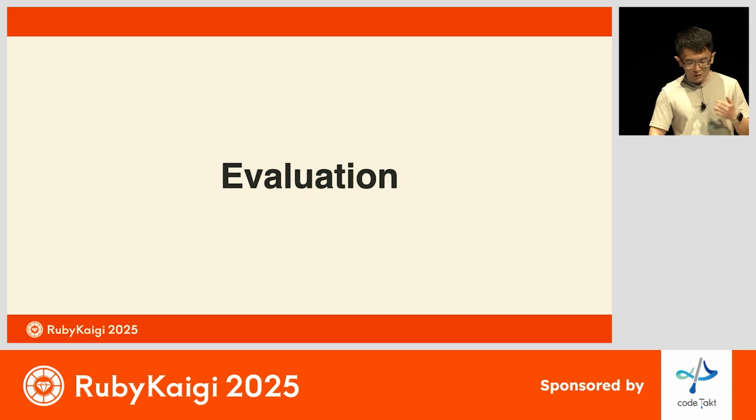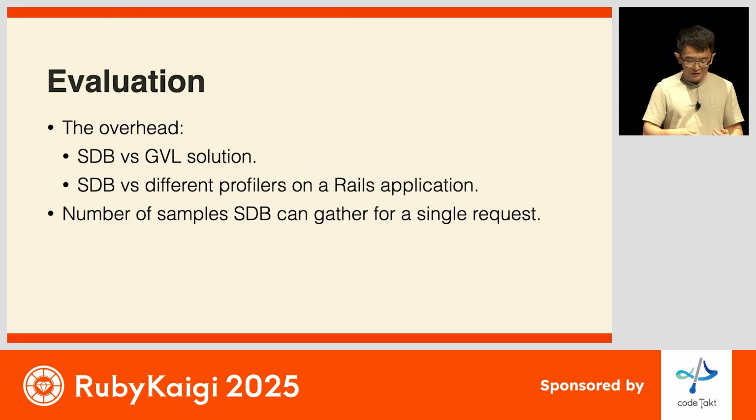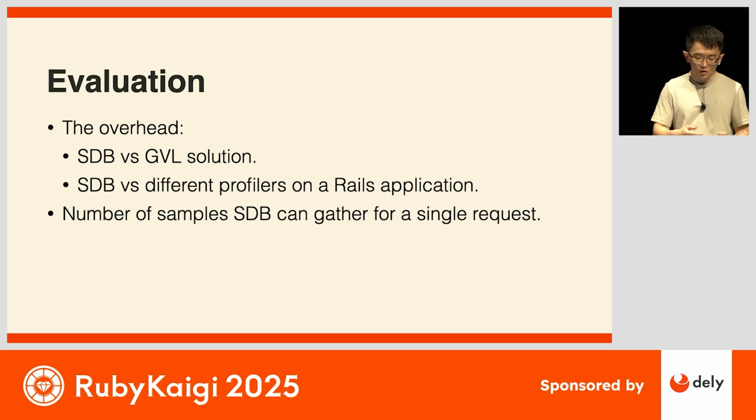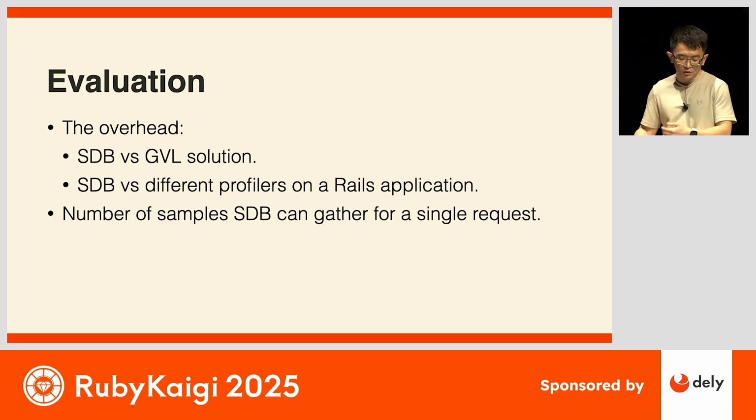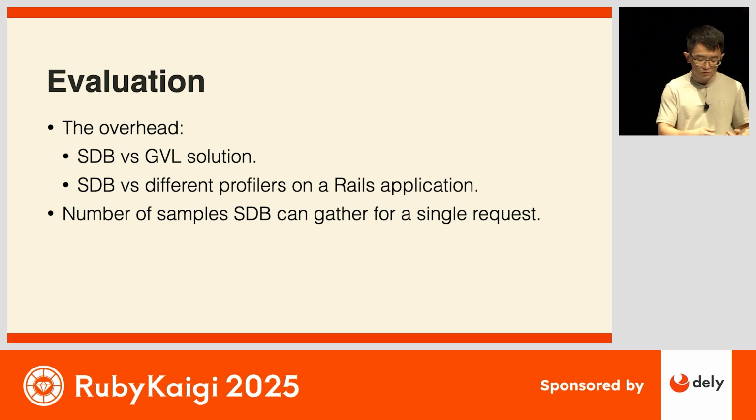After we have this implementation and we know how it works, we need to do some tests to see whether it works as we expected or not. So I did several evaluations. In my evaluation, I focus on two things. One is the overhead. I measured the SDB against a GVL-based solution and ran several stack profilers on a Rails application to see the overhead of those tools. Additionally, I sampled one single request to see how much information can be gathered by the SDB.